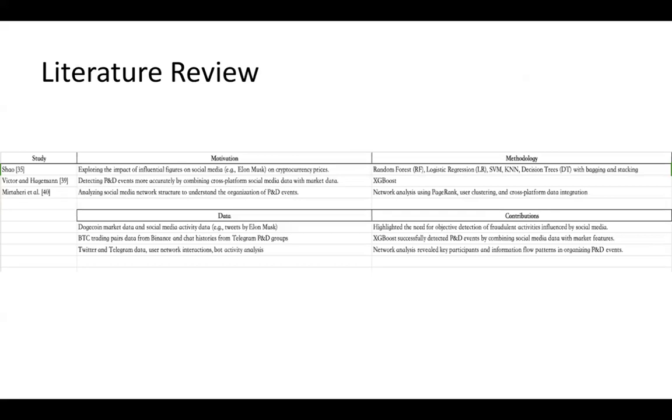And next, I'll briefly cover a few more important studies that delve into the role of social media and network structures in detecting and understanding the pump and dump schemes.